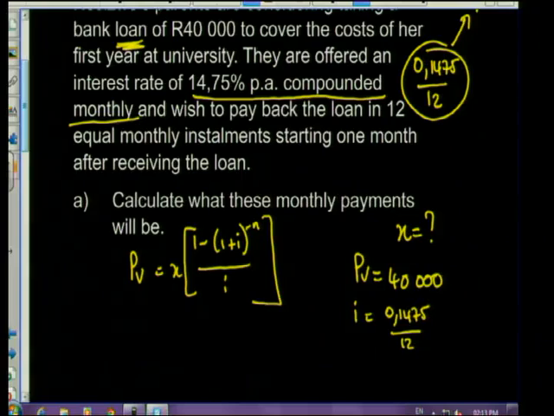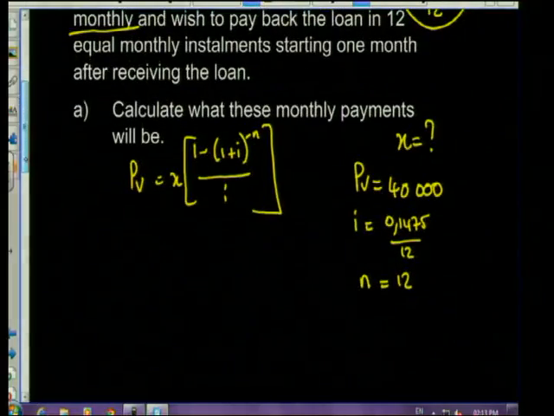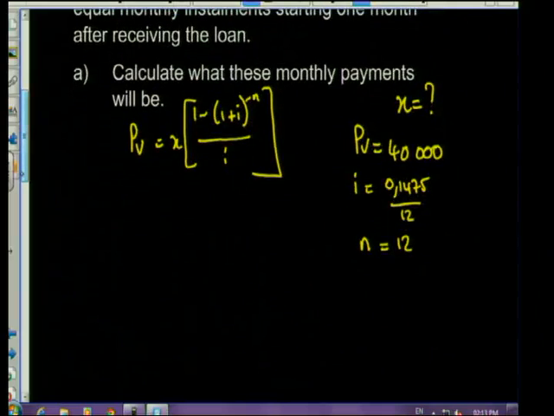What else am I missing? It's the N. So let's read carefully. We are paying over 1 year starting at the end of the first month, so there will be full 12 payments done monthly. N is 12. And then all I've got to do is substitute those values into the correct formula. Make sure you use the correct annuity formula. So let's go. 40,000 is equal to this X, and then over here, go and put in the unknowns.